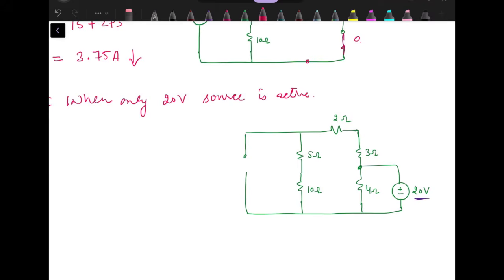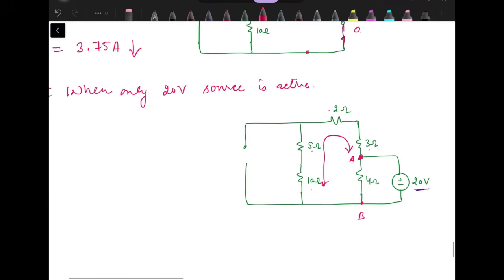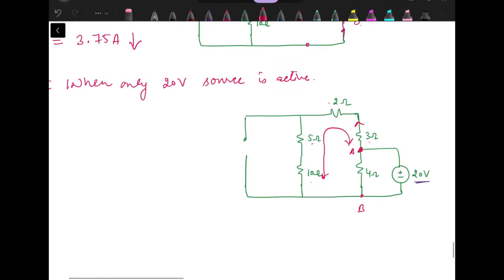So now what we have, if this is terminal A and this one is B, then between terminal A and B we have one branch of 20 volts. Second, in parallel with it we have a 4 ohm resistance, and then in parallel we have another branch consisting of 4 resistances connected in series, 3 plus 2 plus 5 plus 10. It's 20 ohm resistance, and we need to find out the current through this.